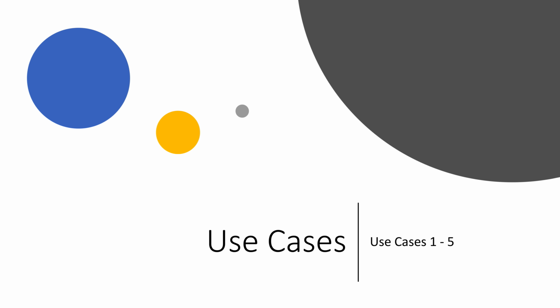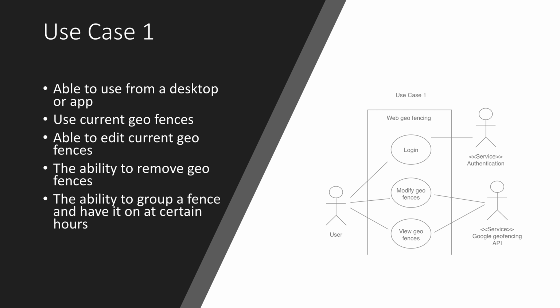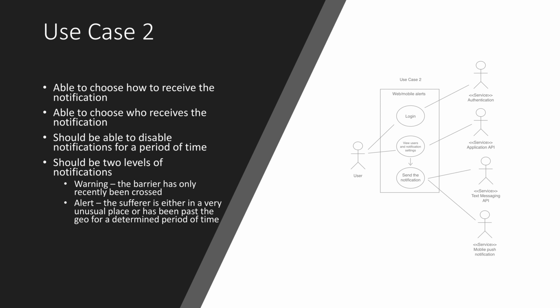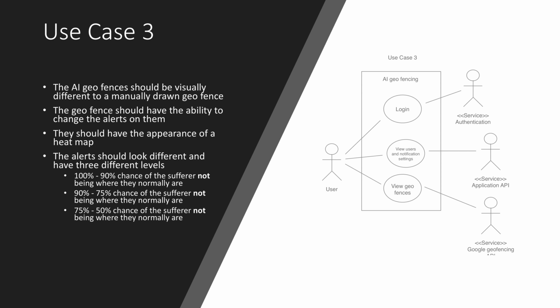In terms of our use cases, we have 5. The most important ones: we have the ability to add a geofence, so a fence that if they cross, an alert will be sent out. We'll have mobile web alerts, so these are alerts in terms of actually getting that alert out and how that might work.